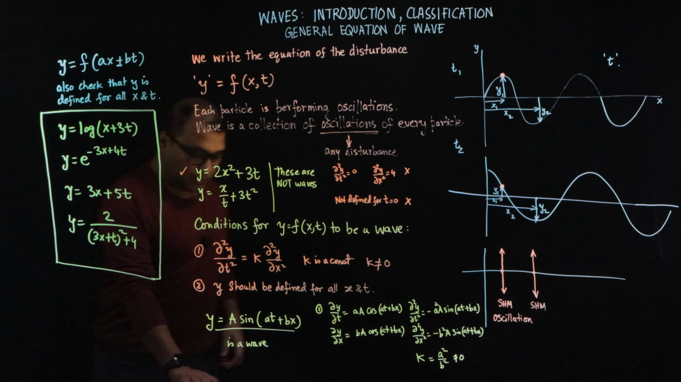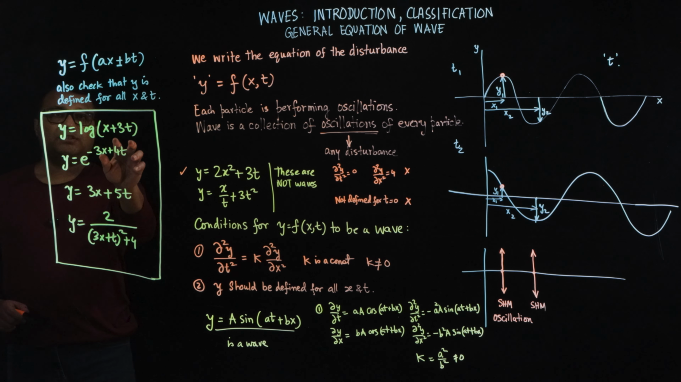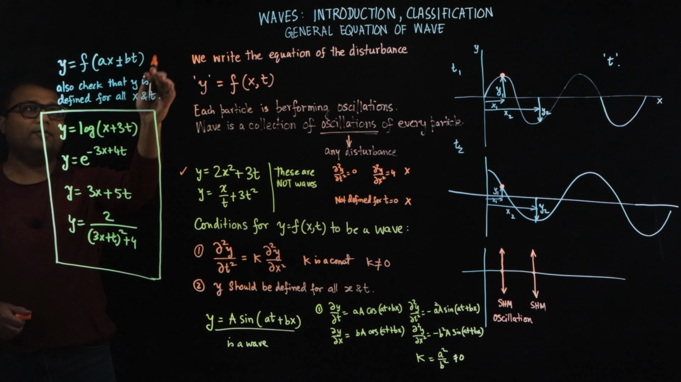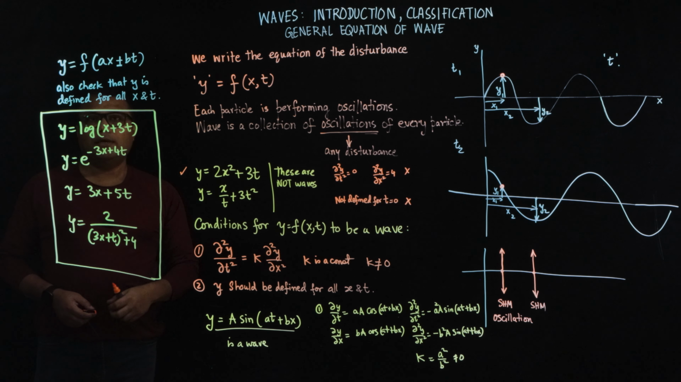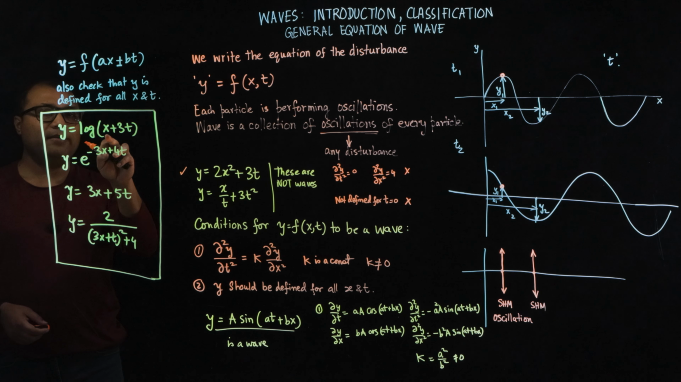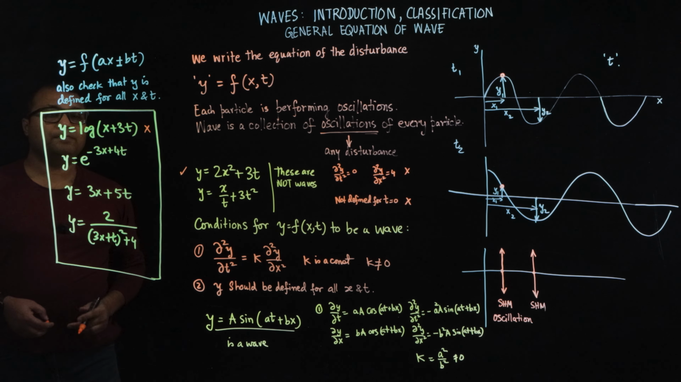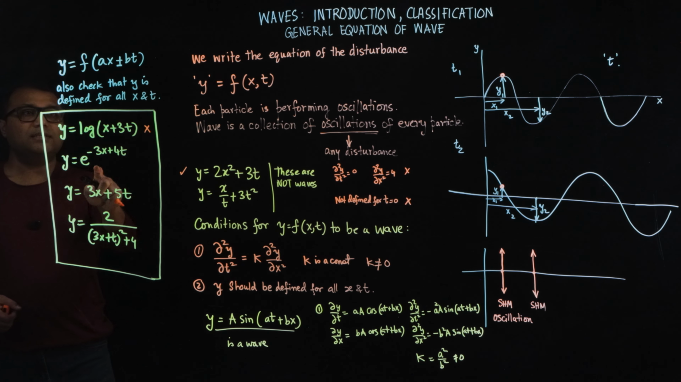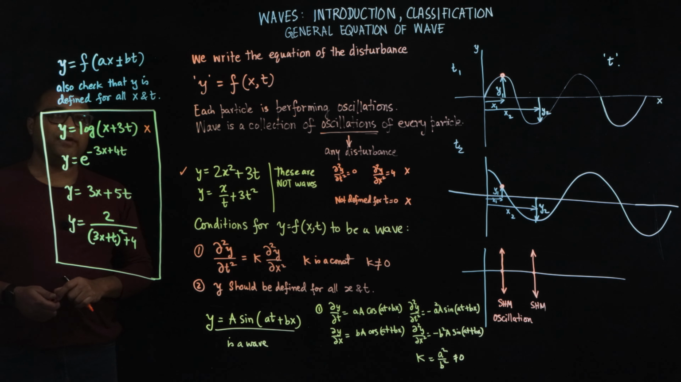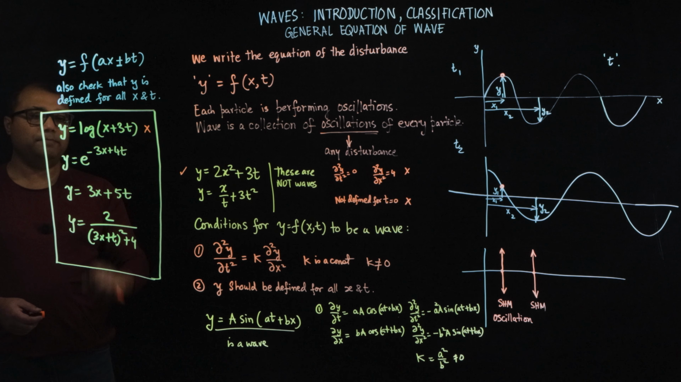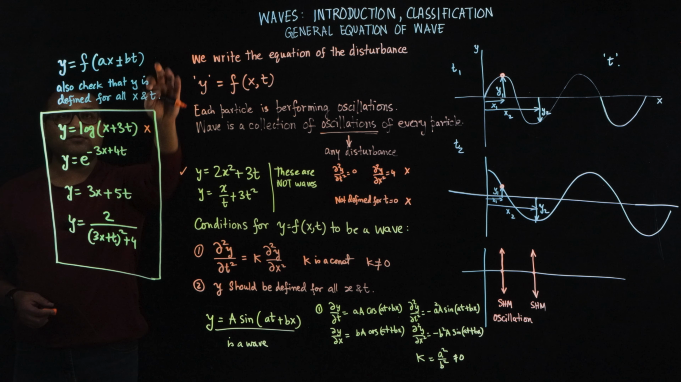Okay, so let's check the first one. Is this of the form? Absolutely. But is y defined for all values of x and t? What about x plus 3t if that is negative? Then it's not defined. So this is not a wave. Okay. Is the next one of the form function of ax plus minus bt? Yes, it's ax plus bt. So this is satisfied.